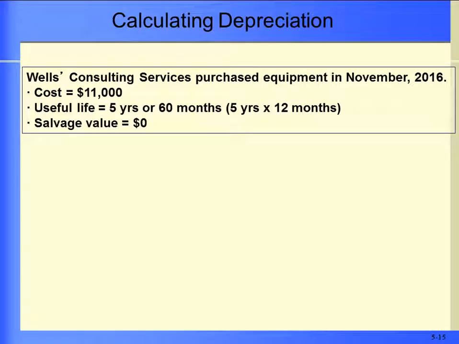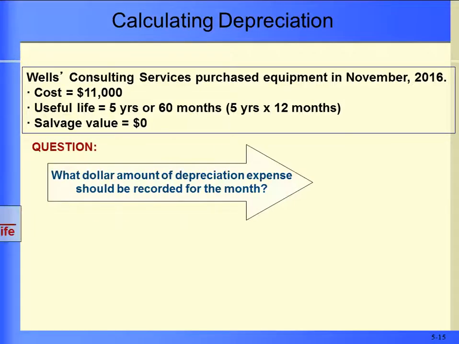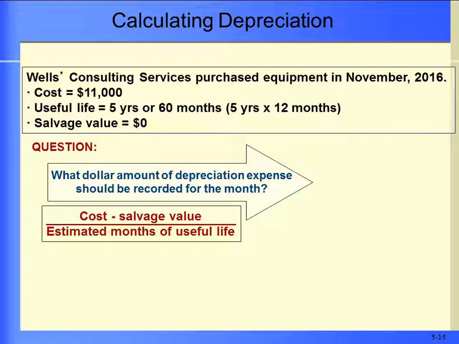So we purchased equipment in November 2016, and remember, we're doing this for the end of the year, which is 12/31. The cost is 11,000. The useful life is 5 years, so we have to calculate that into months. So it's 5 times 12, because each year has 12 months. Salvage value is 0. So what is the dollar amount of depreciation expense for every month?